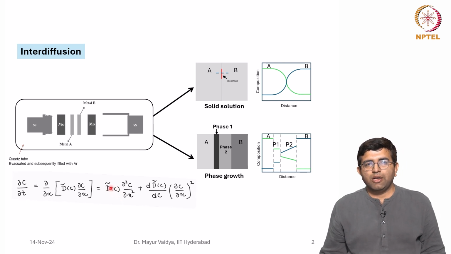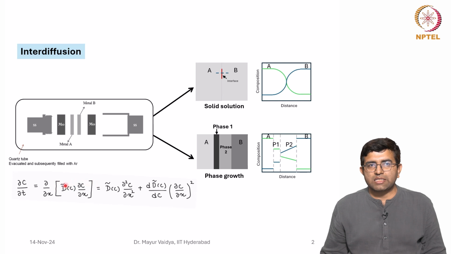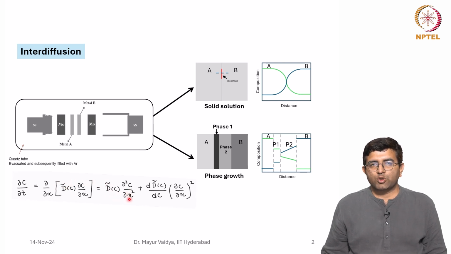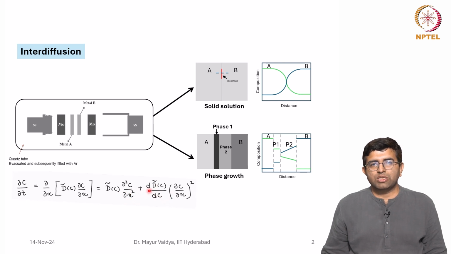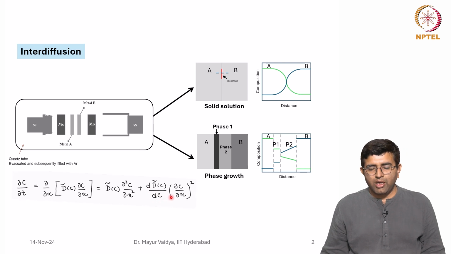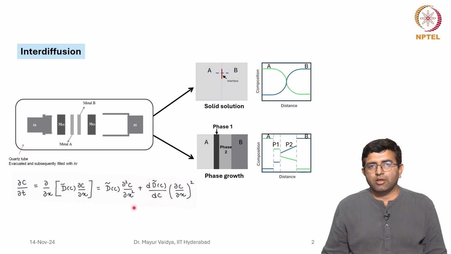It becomes D tilde, this symbol is called a tilde. So this D tilde, which is the interdiffusion coefficient, times ∂²C/∂x², plus a non-linear term which is dD tilde/dC into (∂C/∂x) whole square. So this particular term makes this equation not an ordinary linear equation, but non-linear, and therefore the analytical solutions are not so straightforward.